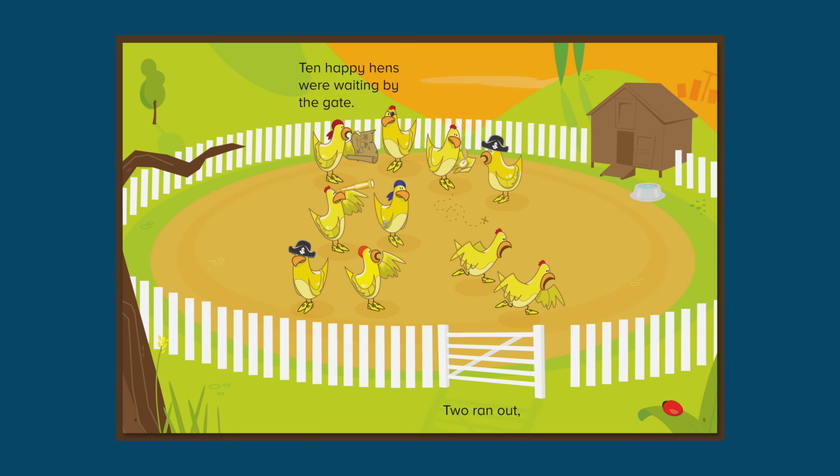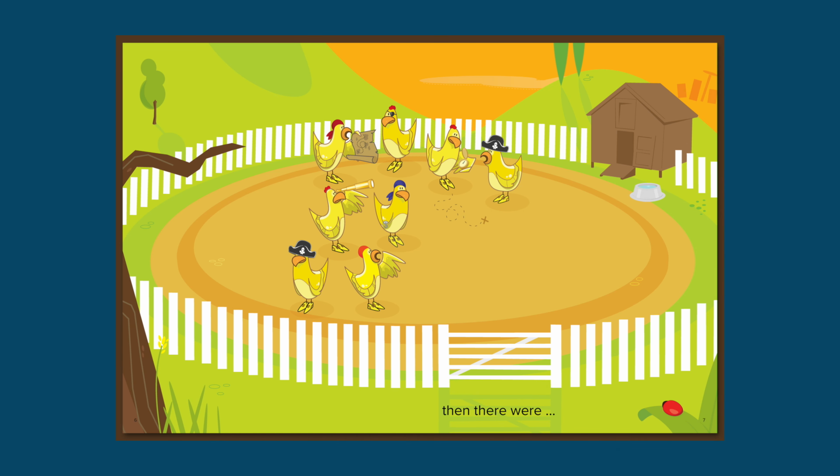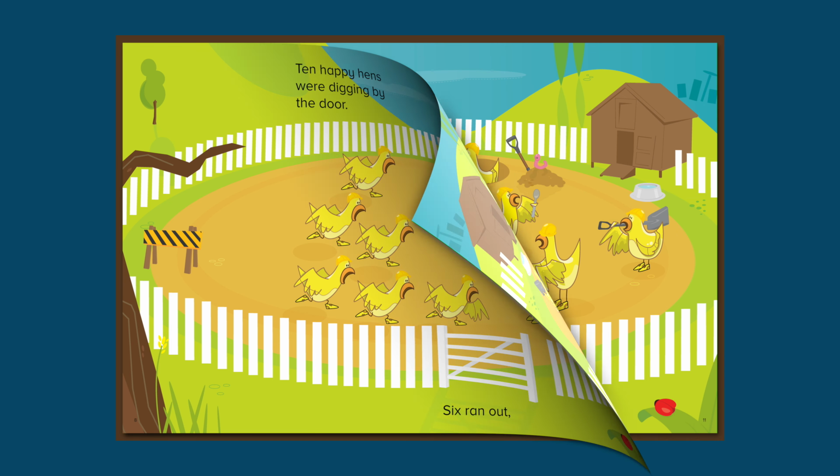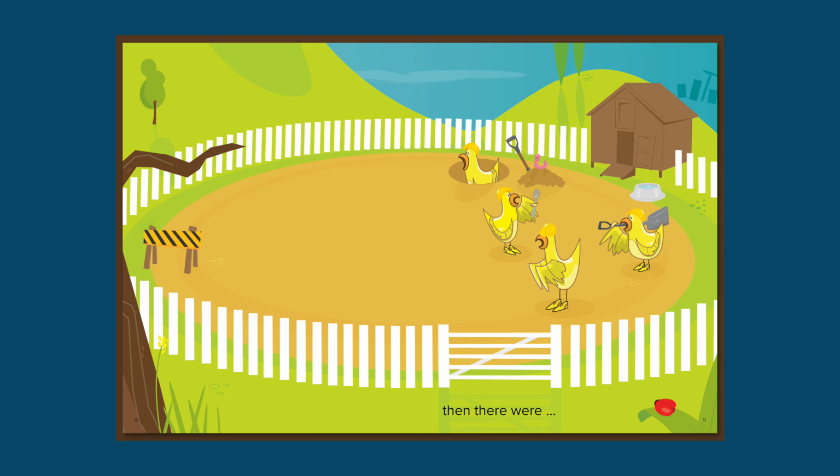10 happy hens were waiting by the gate. 2 ran out, and then there were 8. 10 happy hens were digging by the door. 6 ran out, and then there were 4.